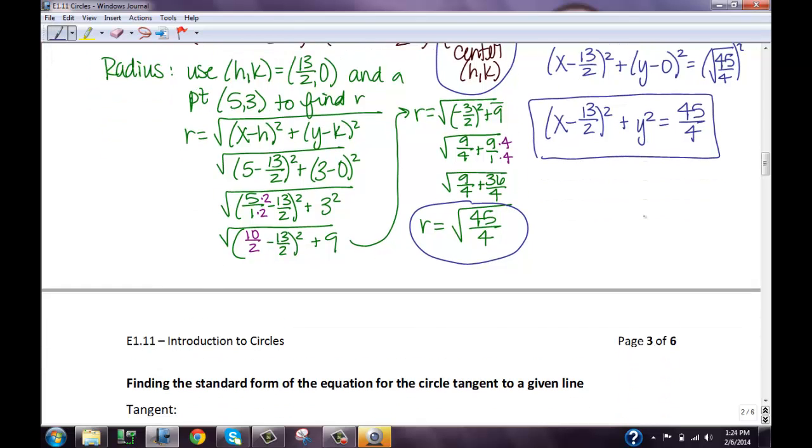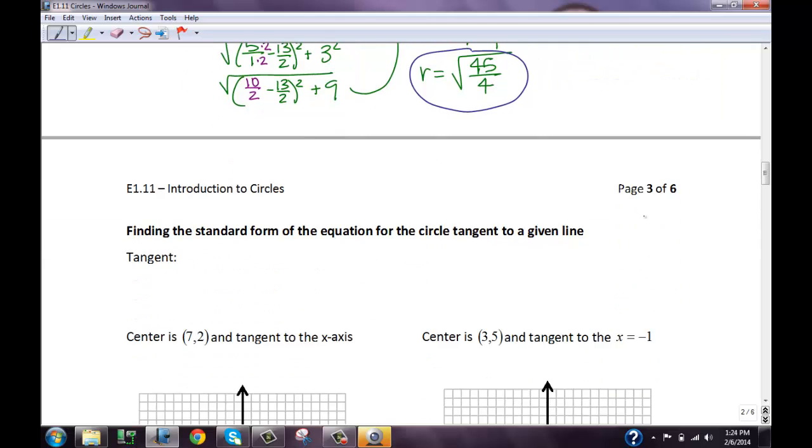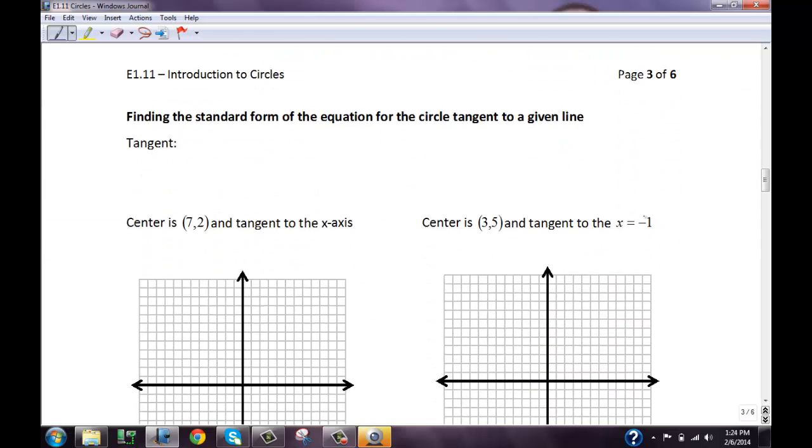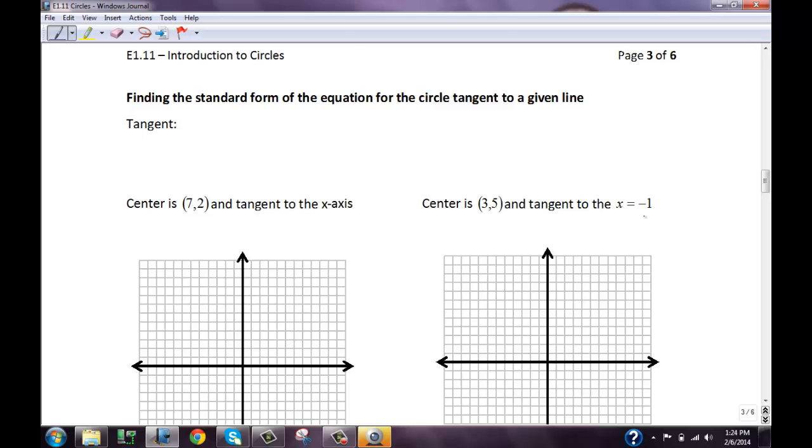Let's go ahead and move on to finding the standard form of the equation for a circle tangent to a given line. Now, the first thing I need to point out is, what does it mean to be tangent to a line? When I say that a circle is tangent to a given line, that means that the circle and the line touch at one point.